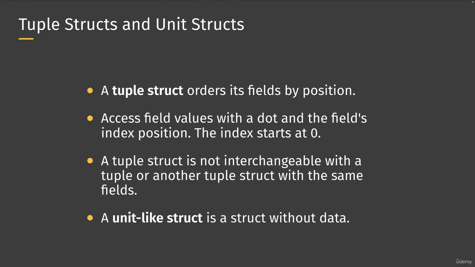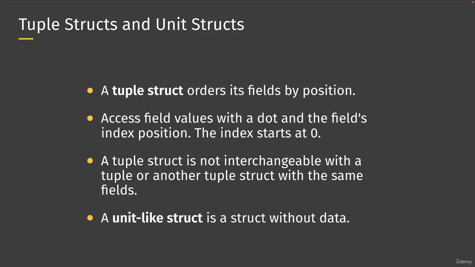Finally, we talked about the other two possible structs. They are less common, but you will still encounter them from time to time. A tuple struct orders its fields by position rather than by name. So its syntax is different both in its declaration and the instantiation. We use parentheses instead of curly braces, and then we can access those fields' values with a dot and then the field's index position. A tuple struct is not interchangeable with a tuple or another tuple struct with the same fields or values in the same order of the same type, and that's the intent.